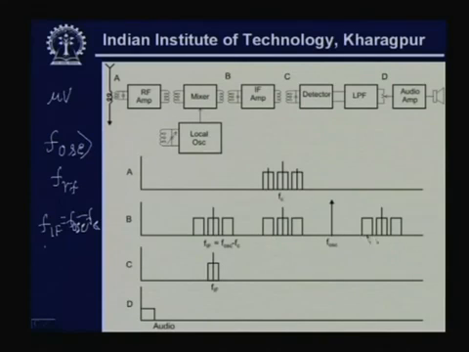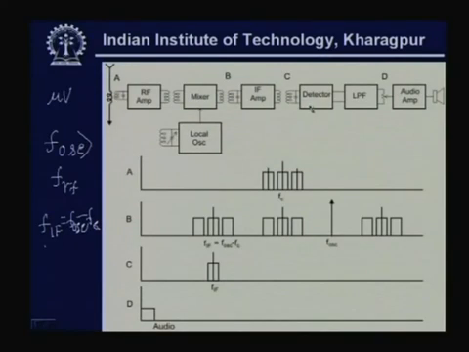Now, what you do is simply filter that intermediate frequency with the help of an intermediate frequency amplifier. The intermediate frequency amplifier not only filters out this frequency component, it also amplifies it. So it does the filtering and amplification together, and then it is applied to a detector. That detector will generate the baseband signal.